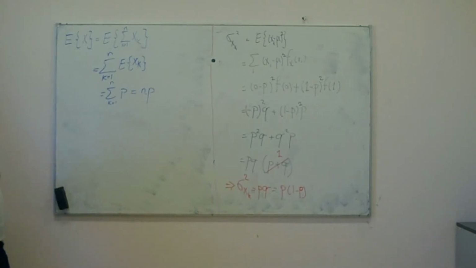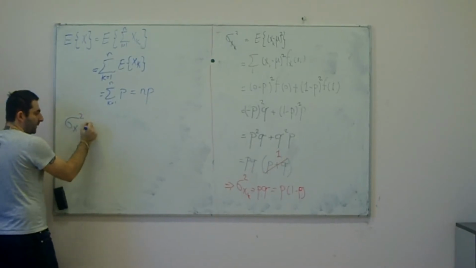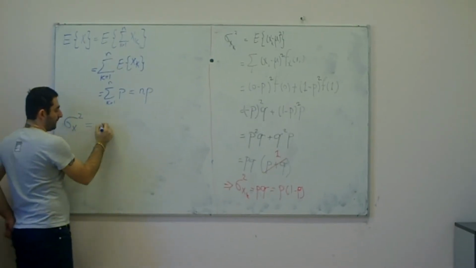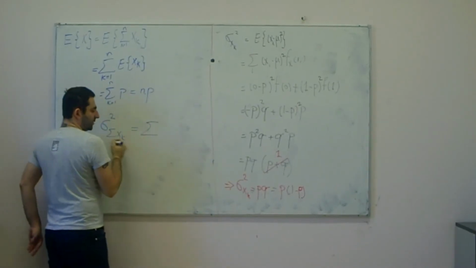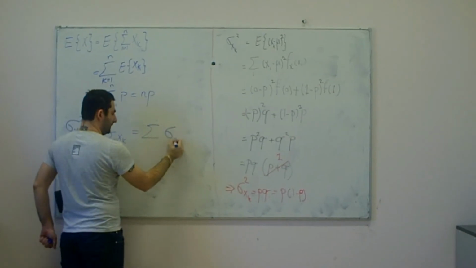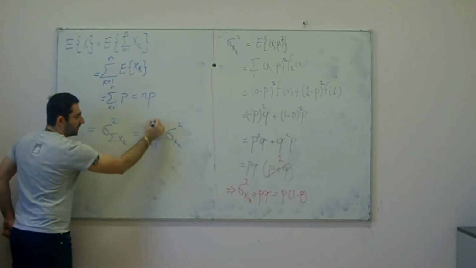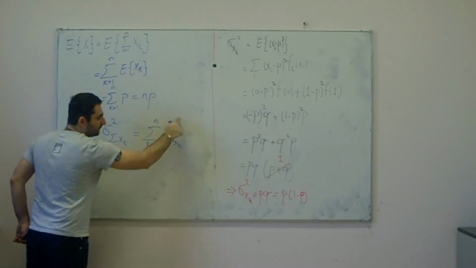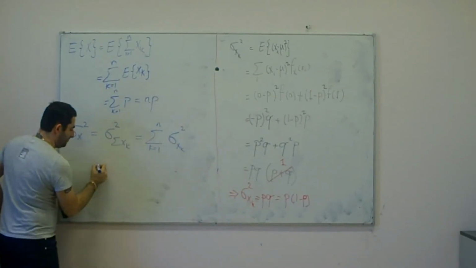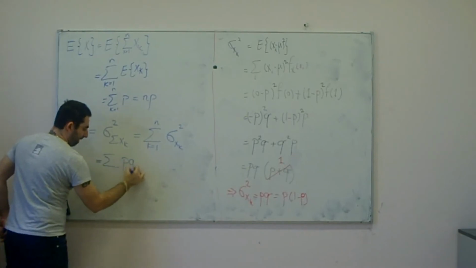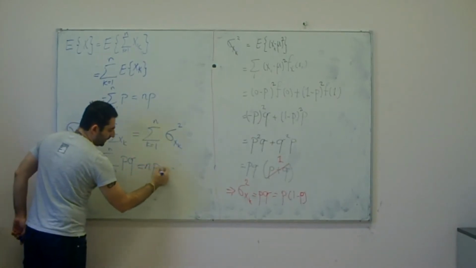They are statistically independent. So what can I say about this one? We just showed that this is equal to that. Here it starts from 1 to n. What was this one? P cubed. How many times do we have it? N times. So it's n p cubed.